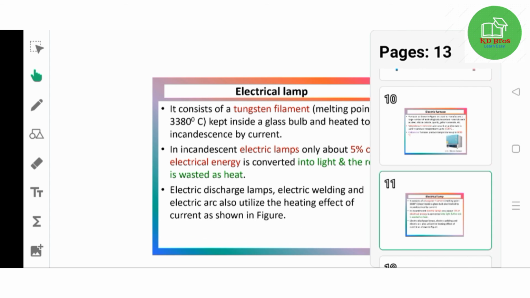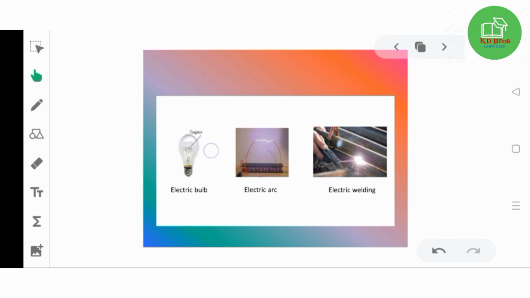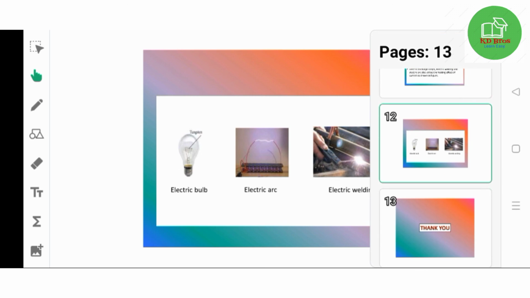Electric discharge lamps, electric welding and electric arc also utilize the heating effect of current, as shown in the figure. So now this is the tungsten bulb, which we use in our daily life, maybe in our houses. Next, electric arc. Like this the arc will be produced. Like this you may see in some comics and some films also. And this is electric welding. We call it arc welding. In a lathe we have seen this type of welding machine. Okay, so these are the apparatus.